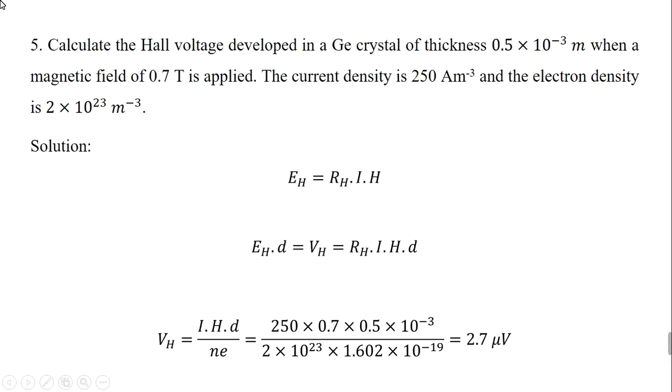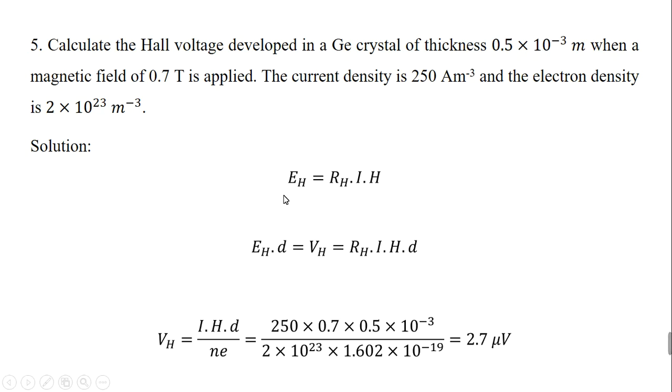Next problem. Calculate the Hall voltage developed in a germanium crystal of thickness 0.5 into 10 raised to minus 3 meter when a magnetic field of 0.7 Tesla is applied. The current density is 250 ampere per meter square. This should be meter square, by mistake it has come out as 3 here, so please note it. And the electron density is 2 into 10 raised to 23 per meter cube.